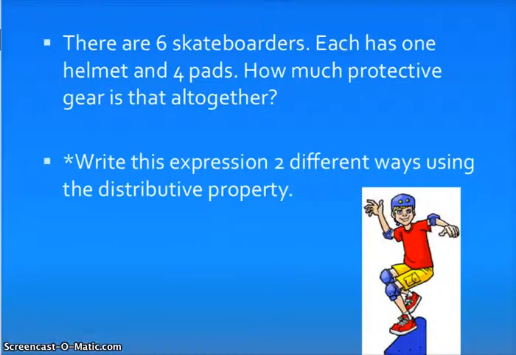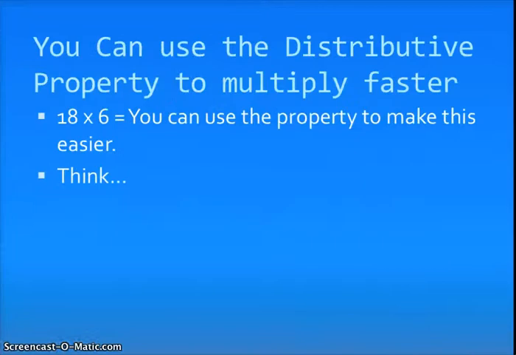This will be a problem that we will look at the end of this lesson to see if we can bring everything together and use the distributive property to write this expression in 2 different ways. There are 6 skateboarders. Each one has 1 helmet and 4 pads. How much protective gear is that all together with all the skateboarders? We want to write this expression 2 different ways using the distributive property. So we'll be looking at that in a few minutes.